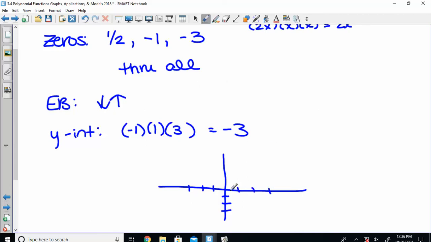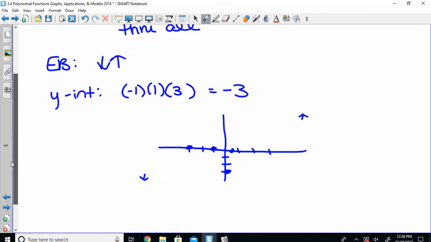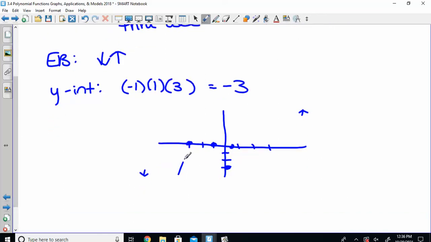So I hit my x-axis at 1/2, negative 1, negative 3. I hit my y-axis at negative 3. End behavior is down, up. So we are going to start down here, and we said at each of those zeros we will go through. So we have to go through. We have to turn back around and hit the next 0. Come down. We have to hit our y-intercept. We have to hit the following 0, and it said go through, so it ends up.